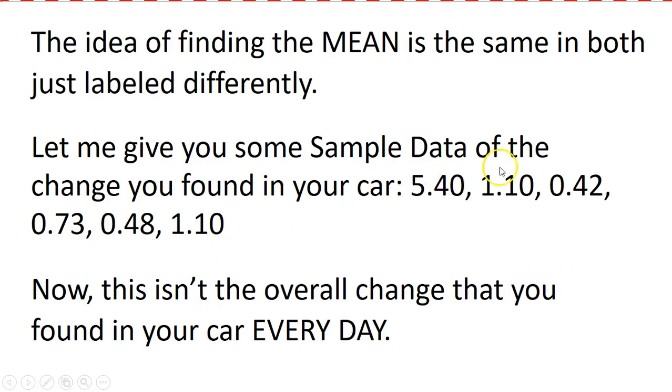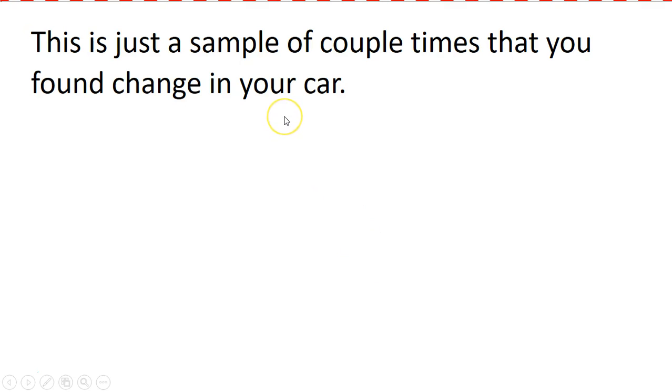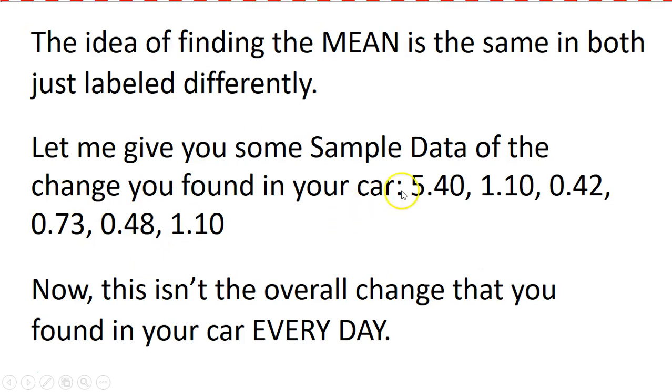So anyway, you have all those down. This isn't the overall change that you found in your car every day. This is one day, another day, another day, another. So you can add these all up, and that's how much change you found in that amount of time. But if I wanted to see the average or the mean, that's what we would get. But the point we're getting at here, so that you understand, is this isn't every change that you've ever found in your entire life of having that car. This is just 6 random days: 1, 2, 3, 4, 5, 6.